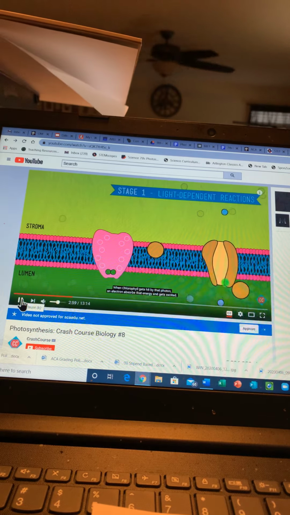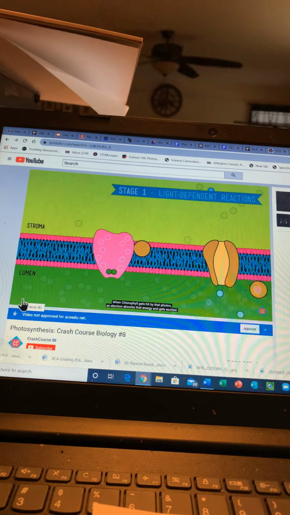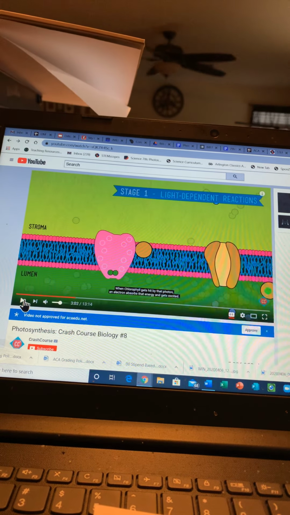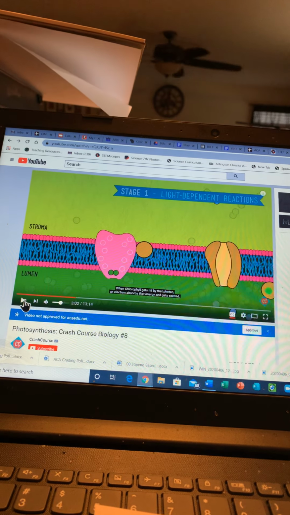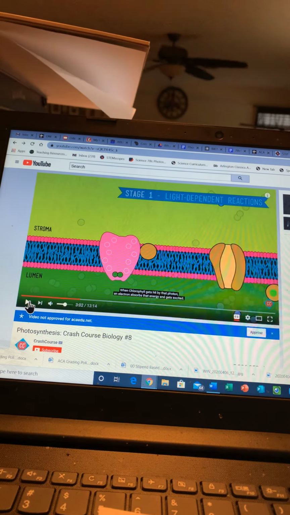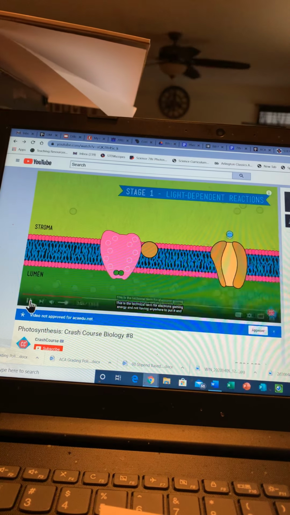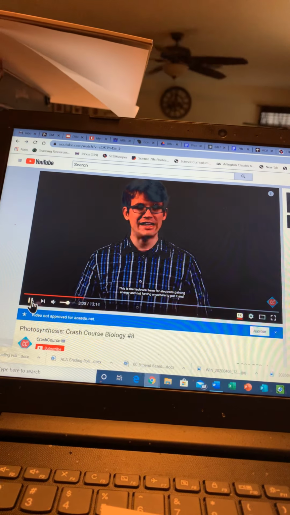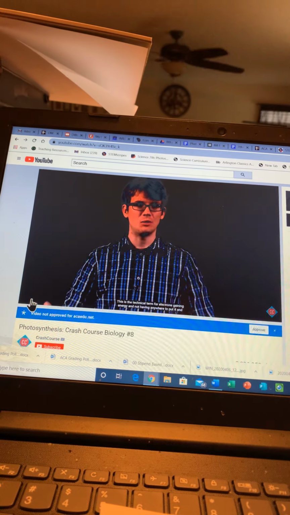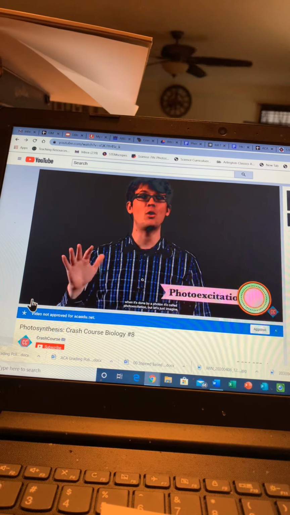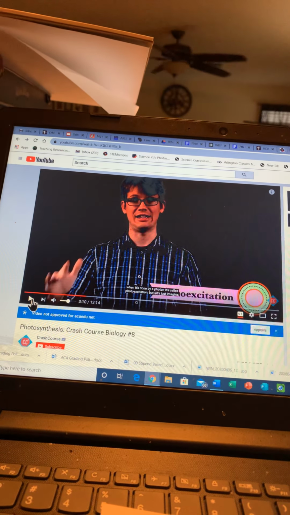When chlorophyll gets hit by that photon, an electron absorbs that energy. He just told you what absorbs the energy on number 2, and he's about to tell you what's going to happen to it. It says, and gets excited. This is the technical term for electrons gaining energy and not having anywhere to put it, and when it's done by a photon, it's called photoexcitation. He just told you what it's called.